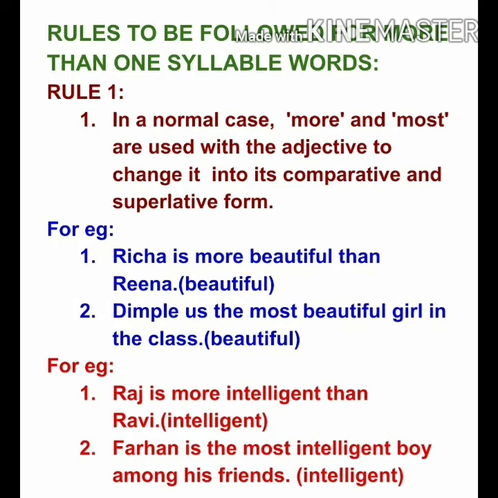Let's look into the next set of examples. Raj is more intelligent than Ravi. Here, the word intelligent is the adjective. It has four syllables, intelligent. Therefore, the word more appears before intelligent to take it to the comparative form. And in case of superlative form, the word most appears in front of intelligent. Farhan is the most intelligent boy among his friends.